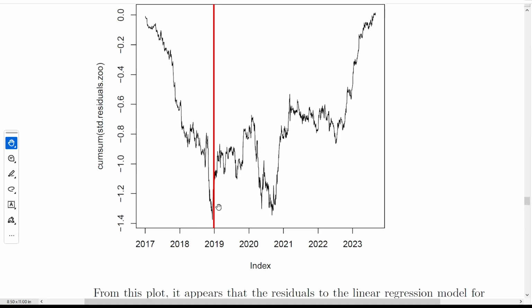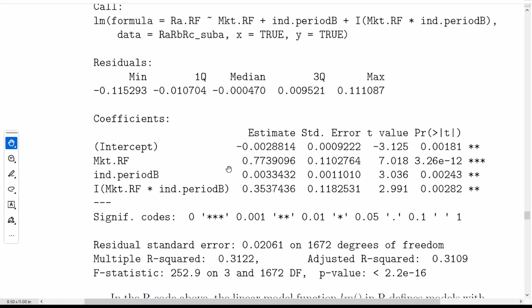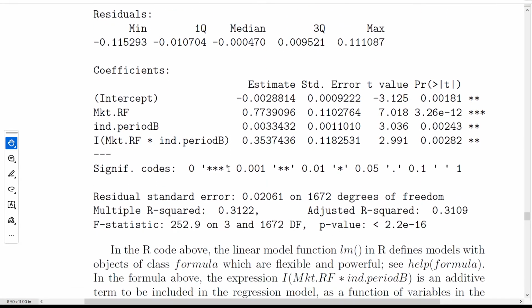But if we fit separate regression models to these two periods, we end up getting highly significant results for the change in the two periods. There's basically an intercept, which is the alpha, which changes from negative to positive, and the market risk beta changes from 0.773 in the first period to 0.773 plus 0.3537 in the second period.